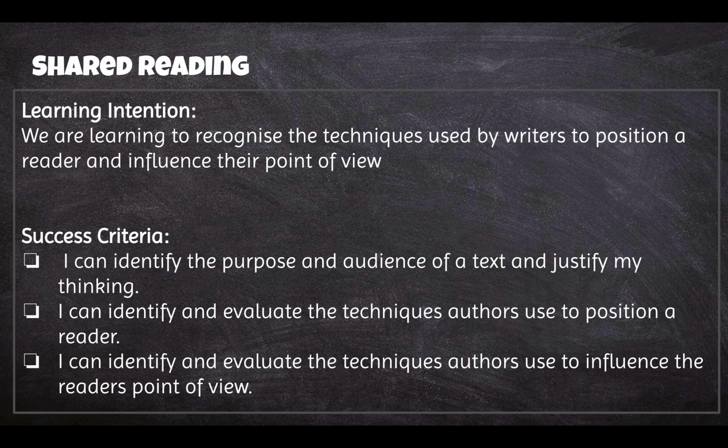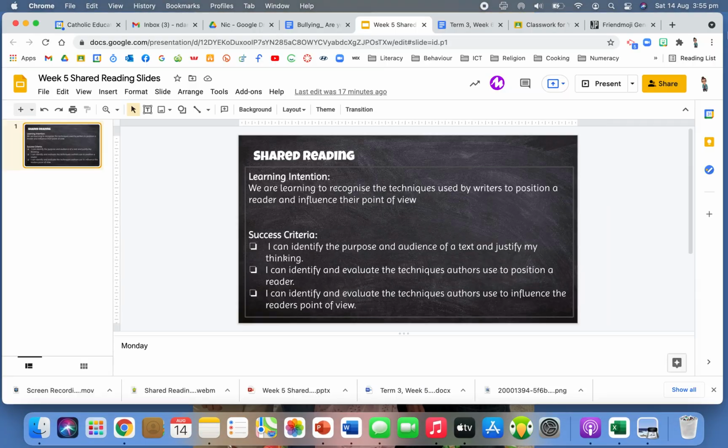To be successful, we need to be able to identify the purpose and audience of a text and justify our thinking. We need to identify and evaluate the techniques authors use to position a reader, and we need to identify and evaluate the techniques authors use to influence the reader's point of view. So let's have a look at our text for today.